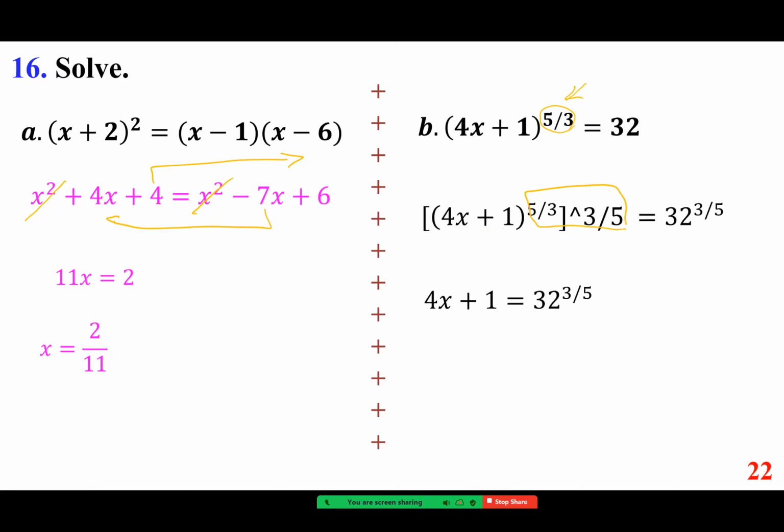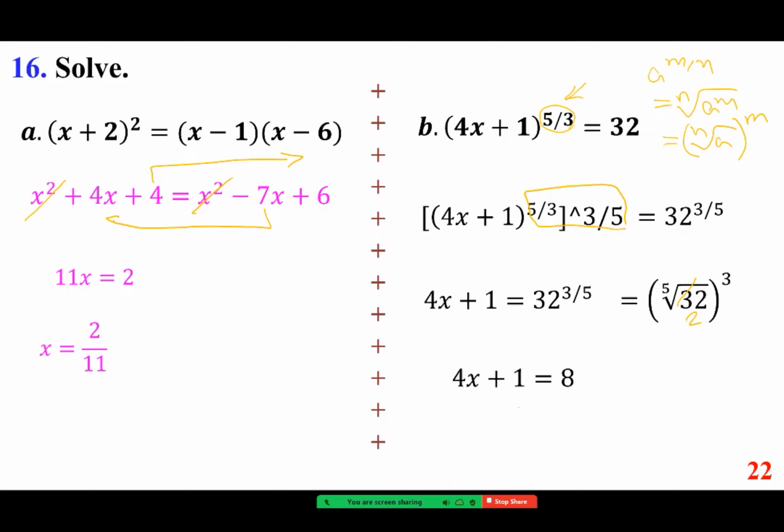And I remind you that a to the power of m over n is the nth root of a to the power of m. So this one would be the 5th root of 32, which is 2, to the power of 3, which makes it 8. And now, of course, I'm going to subtract 1. I get 7 divided by 4 is the final answer.